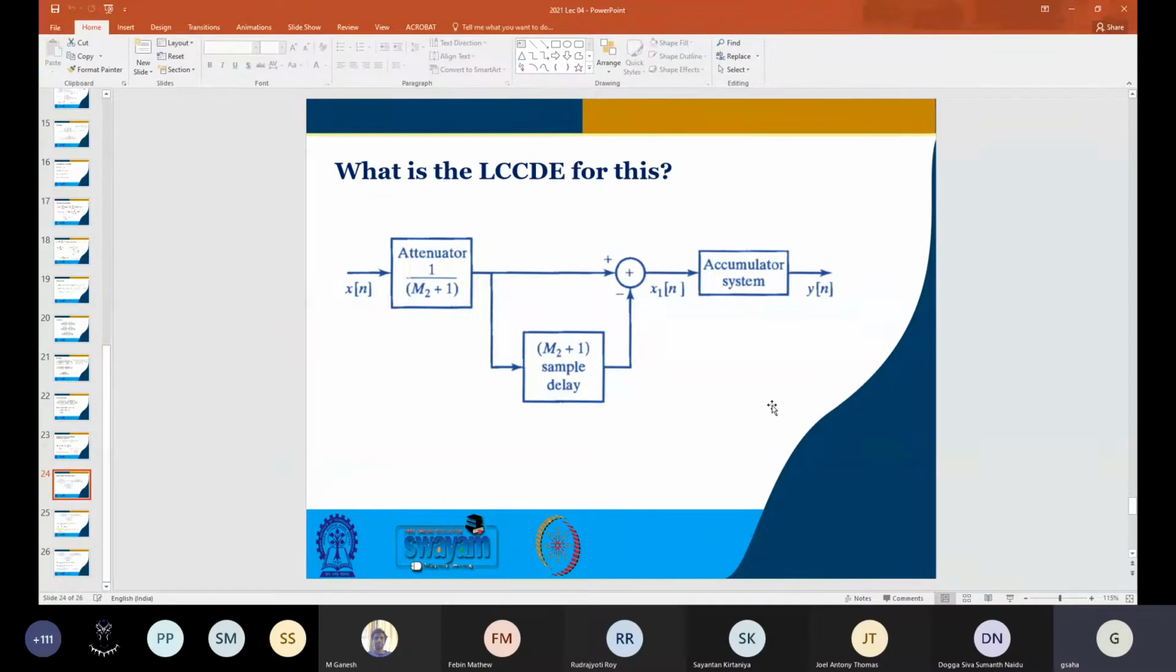We know what this summer does. Here there is a subtraction sign. So whatever is coming from this side is to be subtracted with whatever is coming from this M2 plus 1 sample delay. So there will be a subtraction over here. Accumulator we have already defined. Attenuator is just a scaling factor.